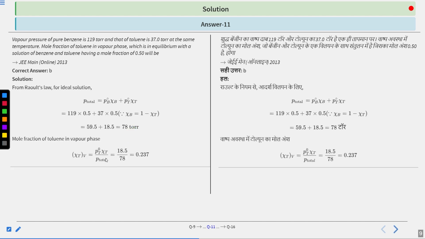Next, we know the formula for calculating the mole fraction of toluene in the vapor phase. And what is the formula? We know that P1 equals Y1 P total, where Y1 is the mole fraction in the vapor phase, or we can represent it as chi T in the bracket V. So this is the vapor pressure of toluene divided by the P total. The value will come out to be 0.237 as your answer. Moving on to the next question.